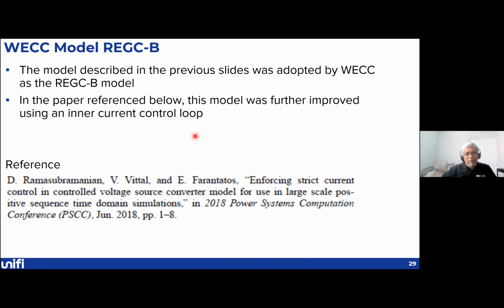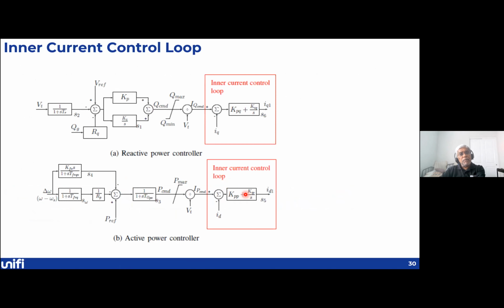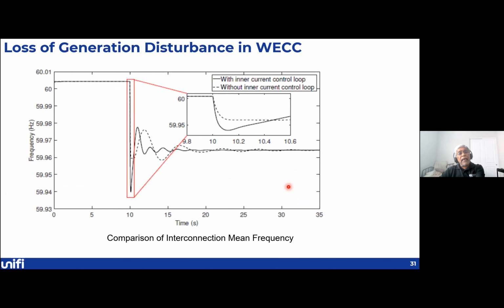But one of the things we were not fully comfortable with was that in this paper, we had not incorporated an inner current loop. So we evolved this model by adding an inner current loop, and the results are described in this 2018 PSCC paper. To the original model, we augmented the reactive power loop and the active power loop with this inner control for both the IQ and ID respectively, and tested it on the same system.